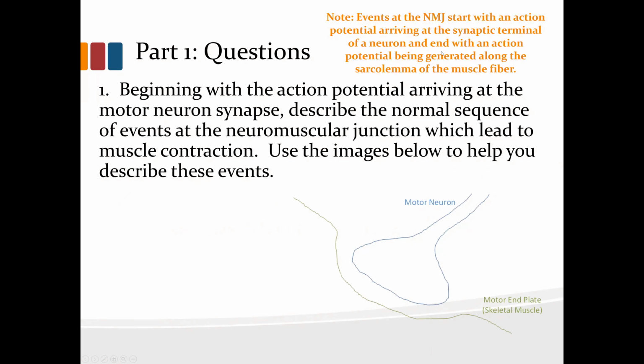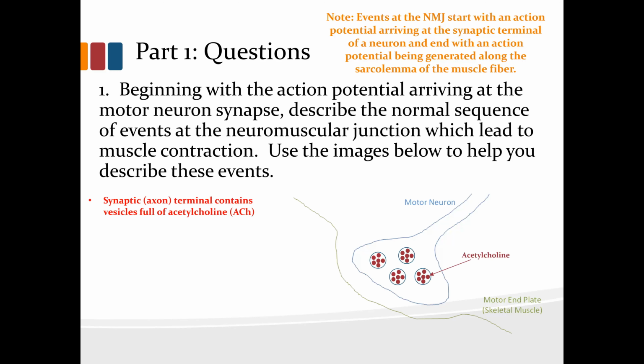And a brief note here. When you're studying the events of the neuromuscular junction, keep in mind that it starts with an action potential that arrives at the synaptic terminal of the neuron, and it ends with the action potential being generated along the plasma membrane or sarcolemma of the muscle fiber. So we're going from an action potential in a neuron to an action potential in a muscle cell, and that is the key goal of all of these events that happen at the NMJ.